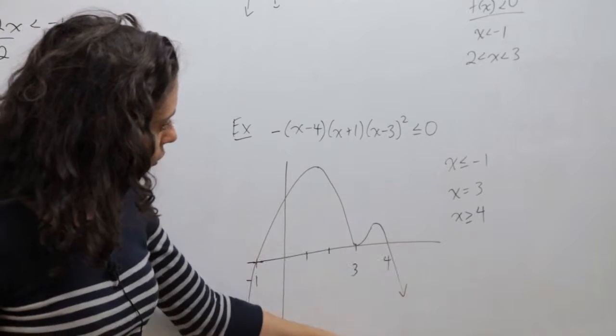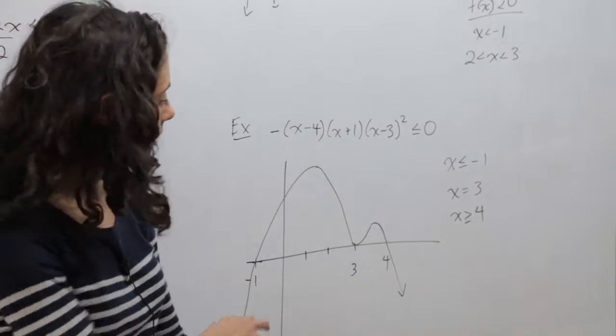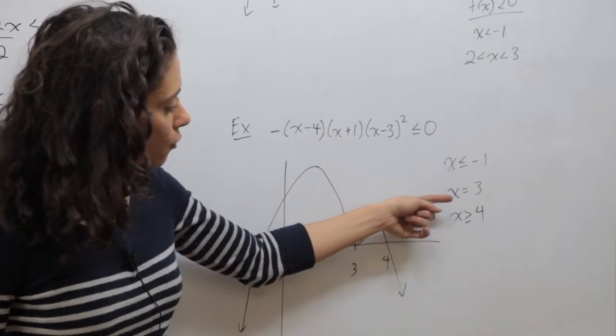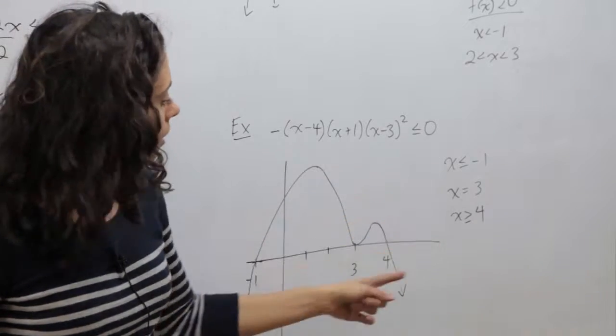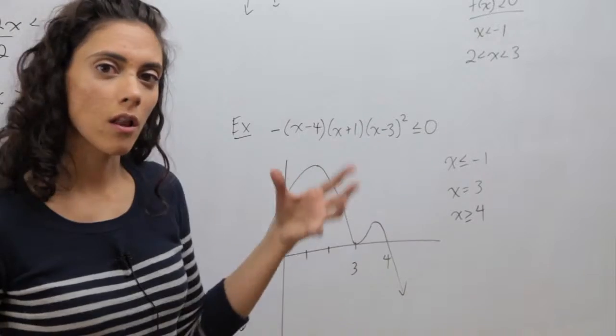Well, when is it below the x-axis? Right here, when x is less than -1, and over here, when x is greater than 4. But you'll notice I also included the 0, 3. Because it has the equality symbol under here, you have to make sure to also include all of the zeros.